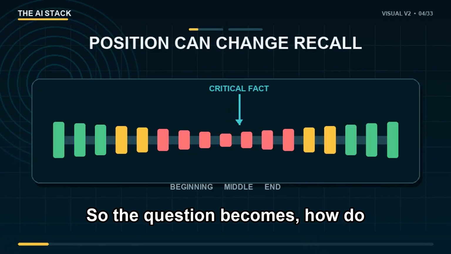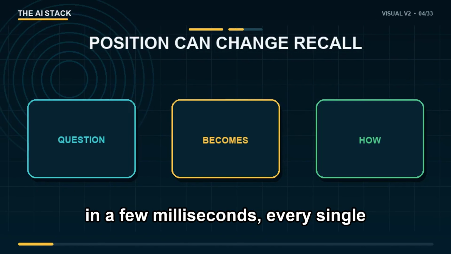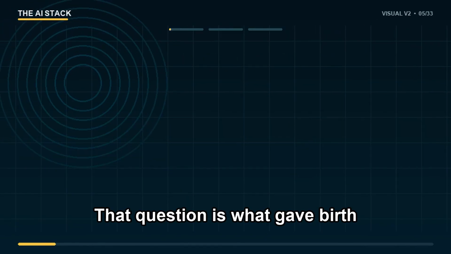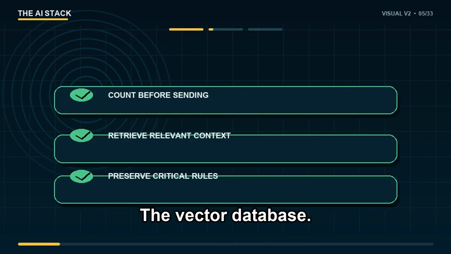So the question becomes, how do you find the closest needle in a haystack of 100 million in a few milliseconds every single time? That question is what gave birth to an entire category of tool, the vector database.